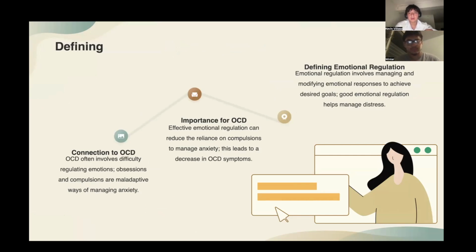Defining emotional regulation. Emotional regulation involves managing and modifying emotional responses to achieve desired goals. Good emotional regulation helps manage distress. Its connection to OCD. OCD often involves difficulty in regulating emotions. Obsessions and compulsions are maladaptive ways of managing anxiety. Importance for OCD. Effective emotional regulation can reduce the reliance on compulsions to manage anxiety. This leads to a decrease in OCD symptoms.